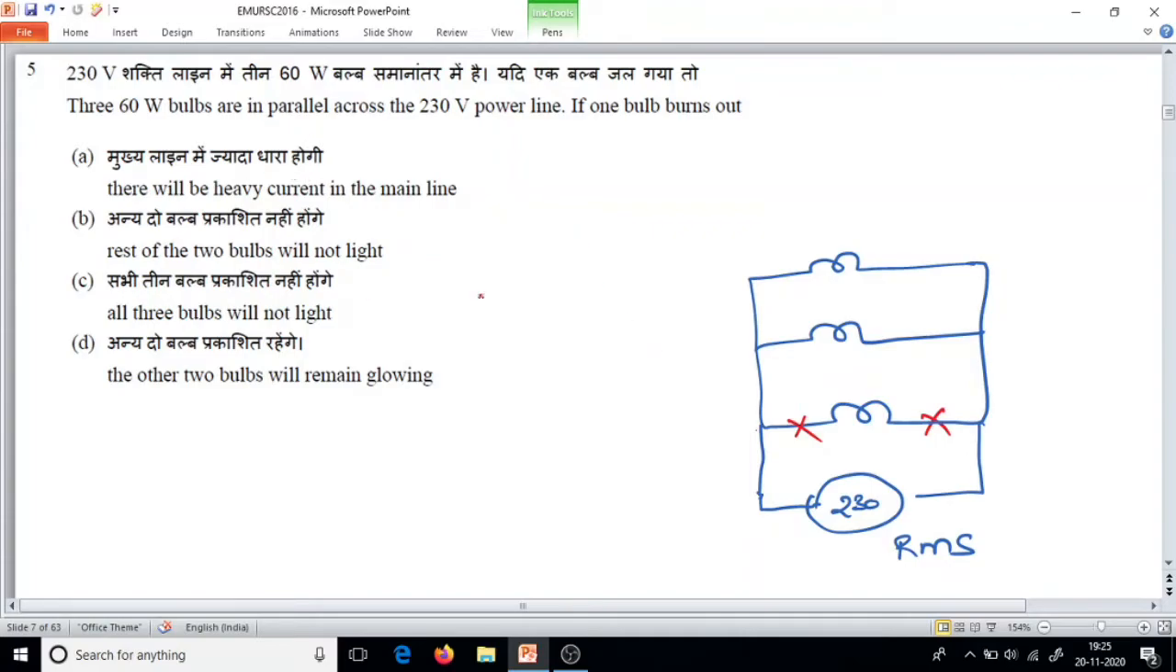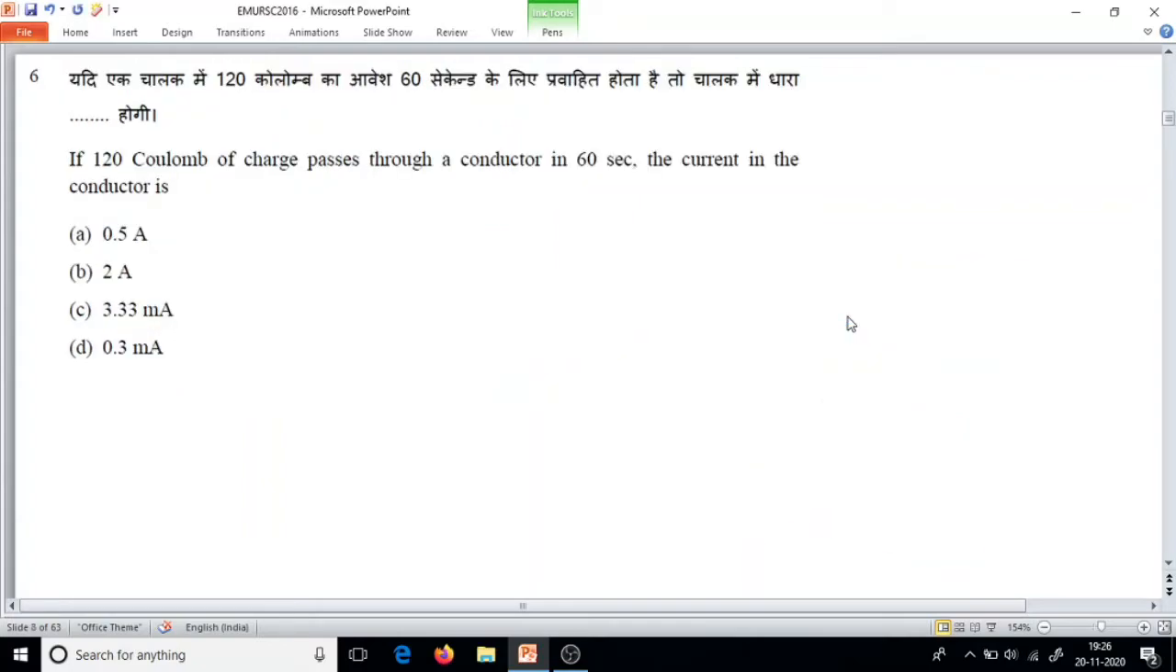What happens to the remaining one? What happens? That's a question. There will be heavy current in the main line. No, it's wrong. Rest of the 2 bulbs will not light. All 3 bulbs will not light. Other 2 bulbs will remain glowing. So the answer is option D, because if this one got fused, nothing happened to the remaining 2 bulbs.